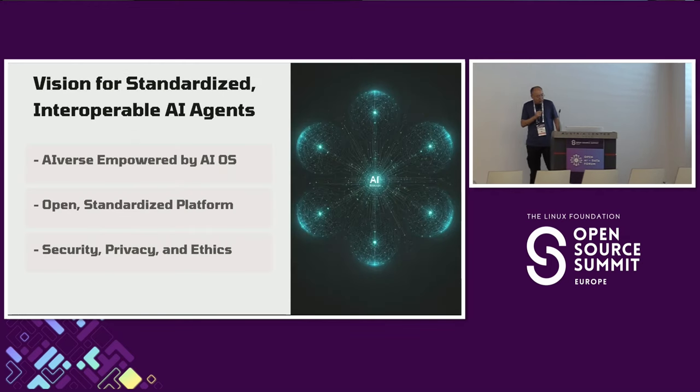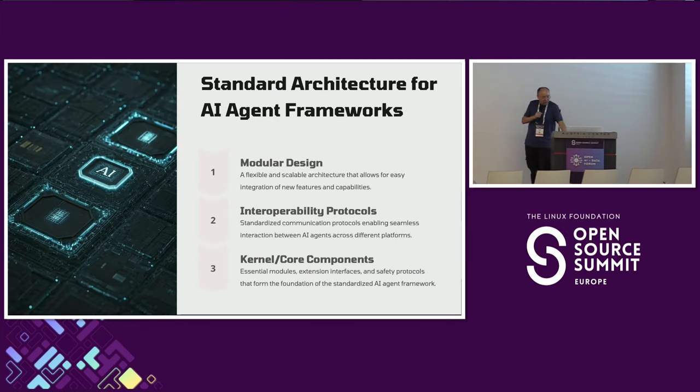So what we envision for the future is a standardized AI agent system powered by a standardized AI OS, kind of like our current-day Android, employing an open and standardized platform that exhibits security, privacy, and other ethical considerations. The standard architecture for the AI agent network or framework is characterized by modular design, interoperable open protocols, and standardized kernel components.